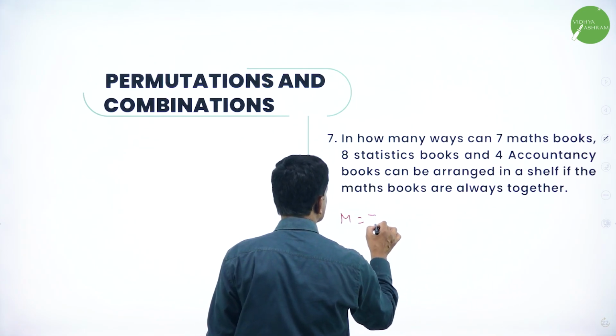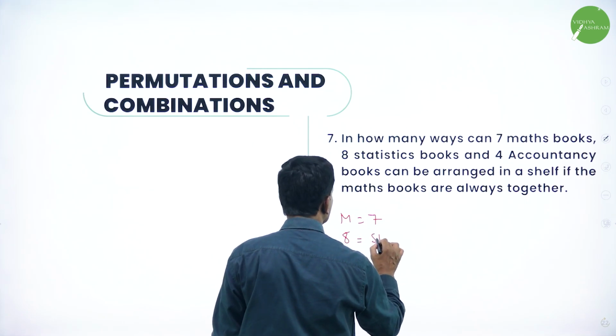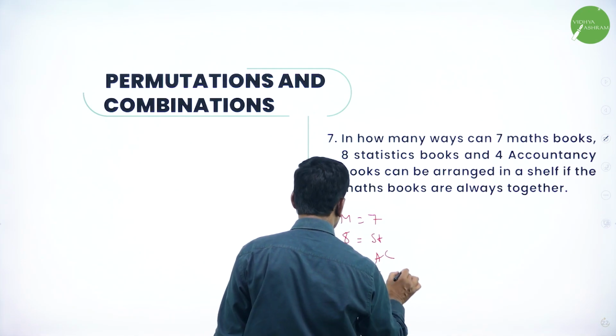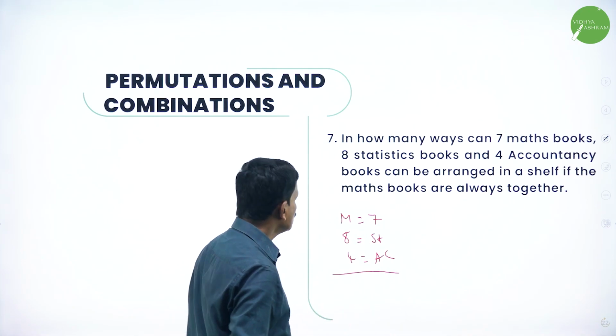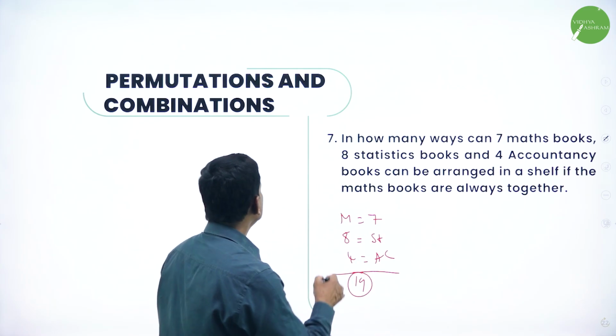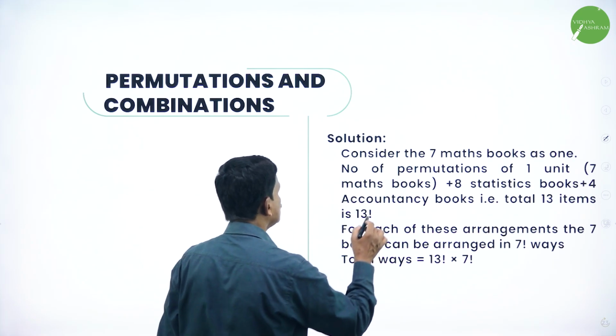So there are 7 maths books, 8 stats books, and 4 accountancy books. So totally how many are there? 7 plus 8 is 15, plus 4, that is 19 books, right? Now here, consider the 7 maths books as 1 unit.